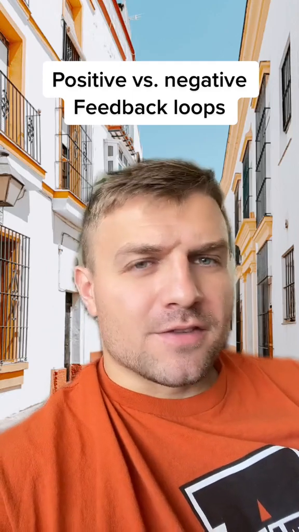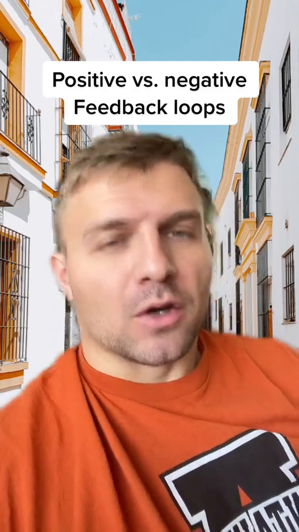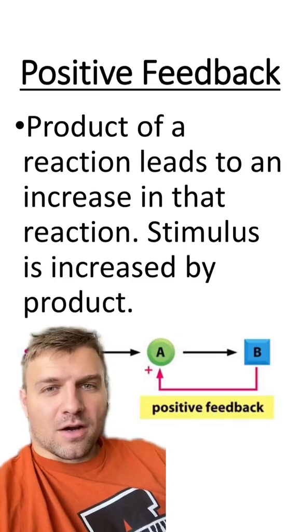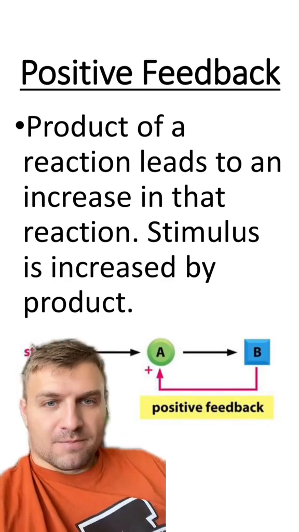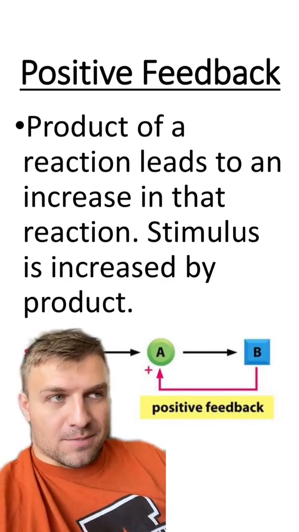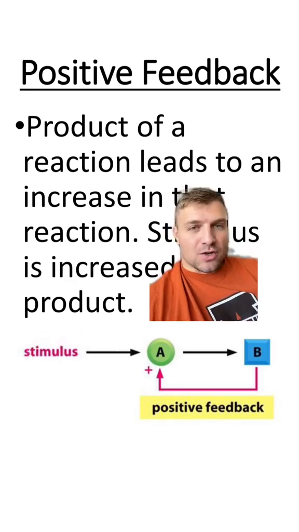What does positive and negative feedback look like within cell communication? Positive feedback occurs when the product of a reaction leads to an increase in that reaction. So in other words, the stimulus is increased by the product. I think this is a great way to show that positive feedback.